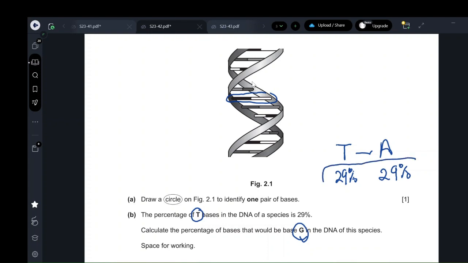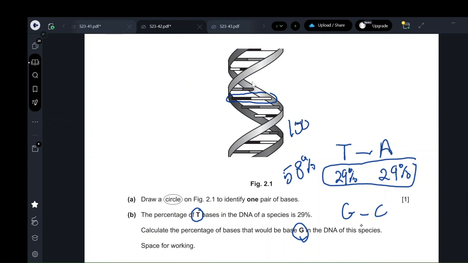So the total of A and T is 58%. This is the total for A and T. What about G and C? G and C bind together. How much are they? You will get the remainder. I will subtract 100 minus 58.